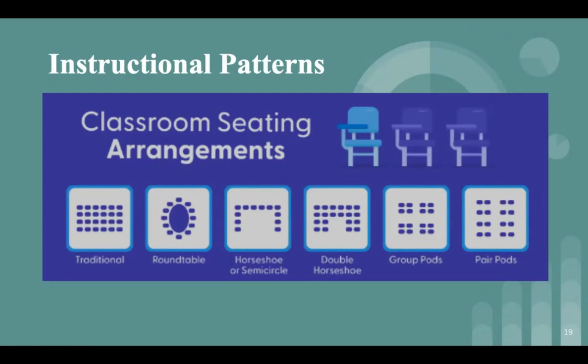So there are a lot of ways. There's traditional, there's round table, there's horseshoe, or we call it semicircle. There is double horseshoe. There are group pods or there are pair pods. So these are some of the examples that you can try in your classrooms every day based on the lesson you're giving, the topic you're giving, the active learning strategy that you are implementing that day in your session. So you can let them sit according to your instructional strategy. This instructional pattern will definitely work.